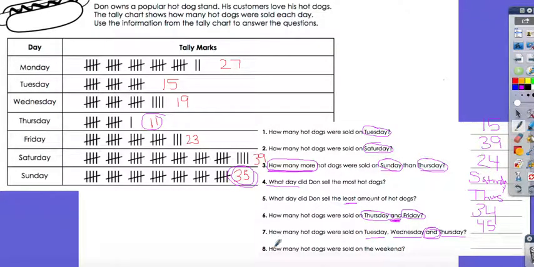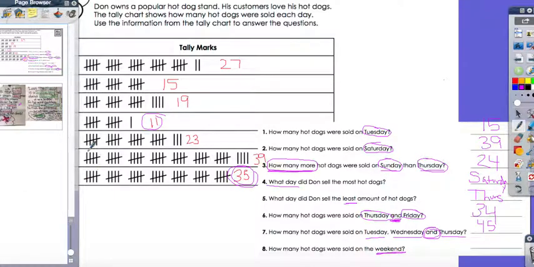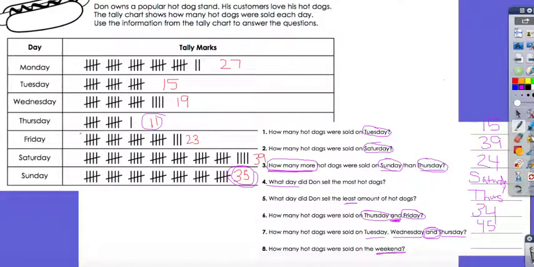All right. How many hot dogs were sold on the weekend? Well, we got to know what a weekend is. Anyone know what a weekend is? It's Saturday and Sunday. Yeah, when we're not at school. So, Saturday and Sunday is the weekend. So, it wants to know how many were sold on the weekend.